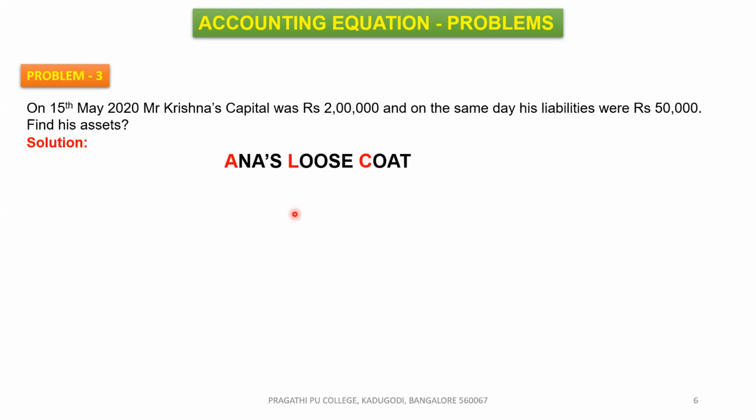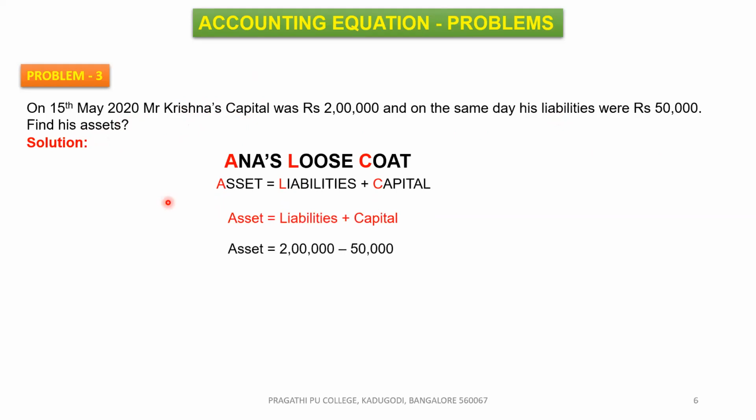So first, Anna's loose code. Asset is equal to liabilities plus capital. First, you check whether ALC is there. Where is asset? Asset is there, that we need to find out. Liability is there. Capital is there. That means it is an accounting equation problem. Then asset is equal to liabilities plus capital. The same thing will come. So liability is 2 lakhs minus capital is 50,000. So how much should it come? 1,50,000.